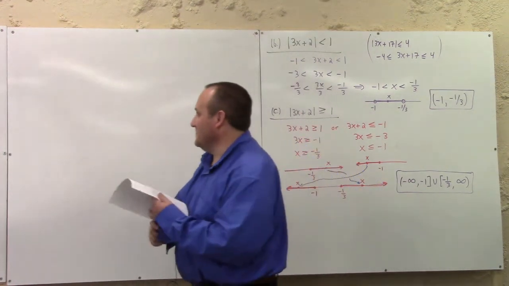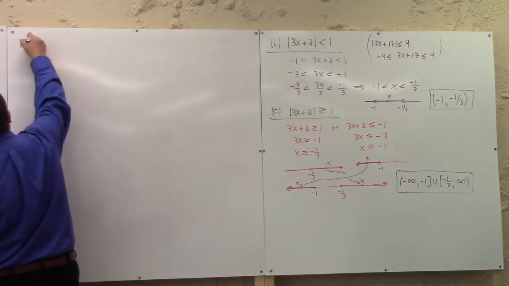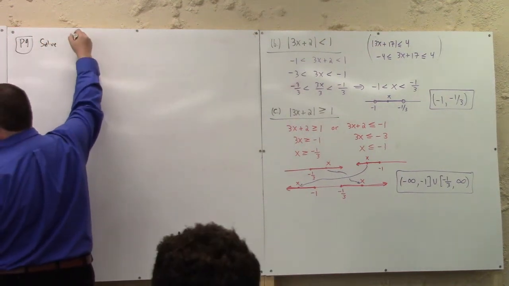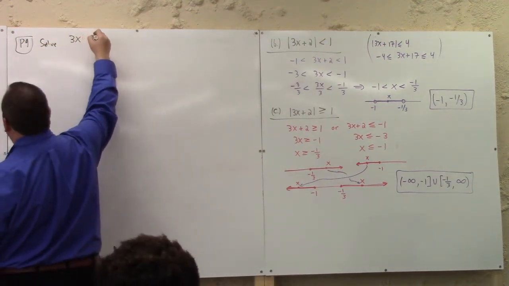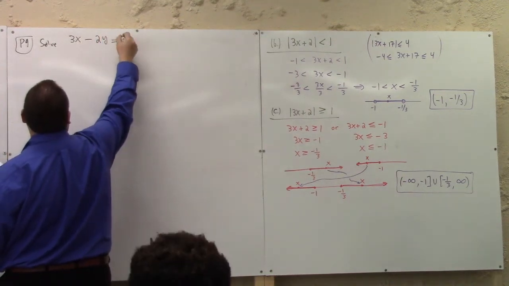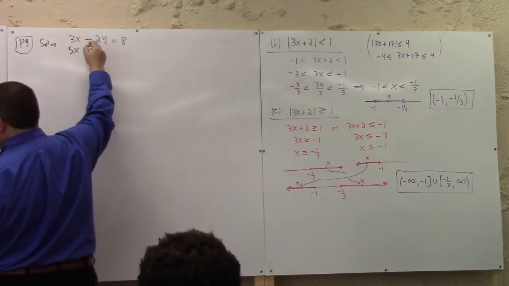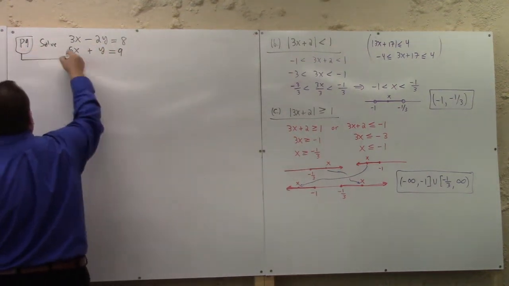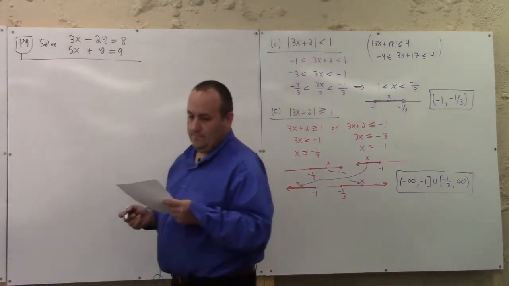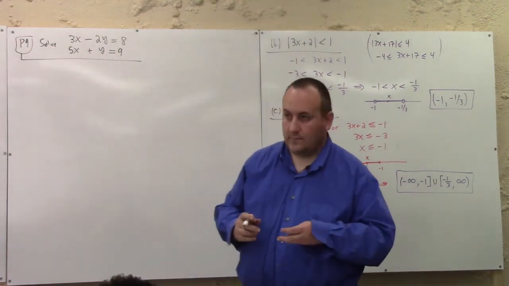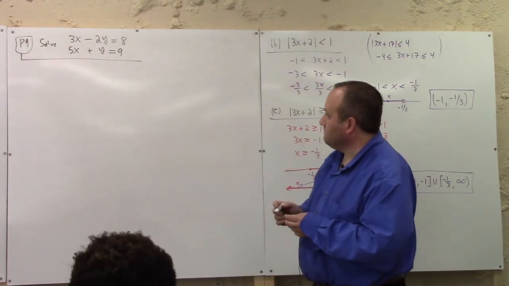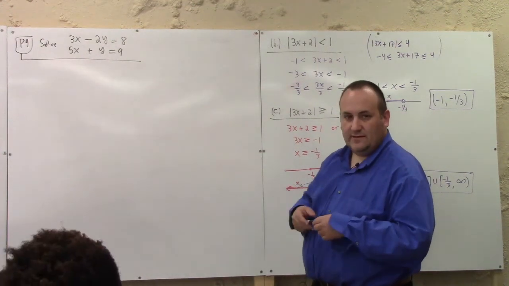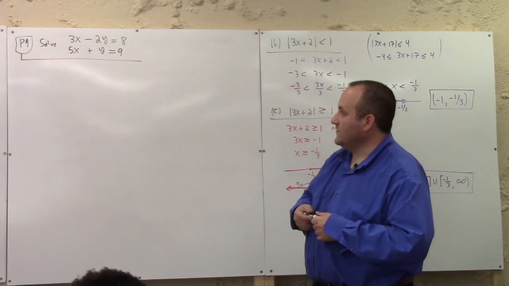Okay, so problem 9. Here you're supposed to solve 3x minus 2y equals 8 and 5x plus y equals 9, right? It's been a while since we've done these. So how did we solve problems like this? We had 2 methods, right? Basically, we had the substitution method, and we had the, let's say, adding equations method. Which way do you guys want to go here?